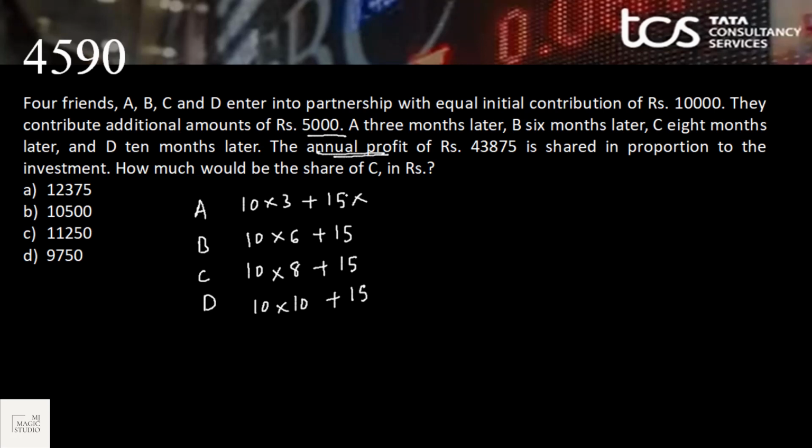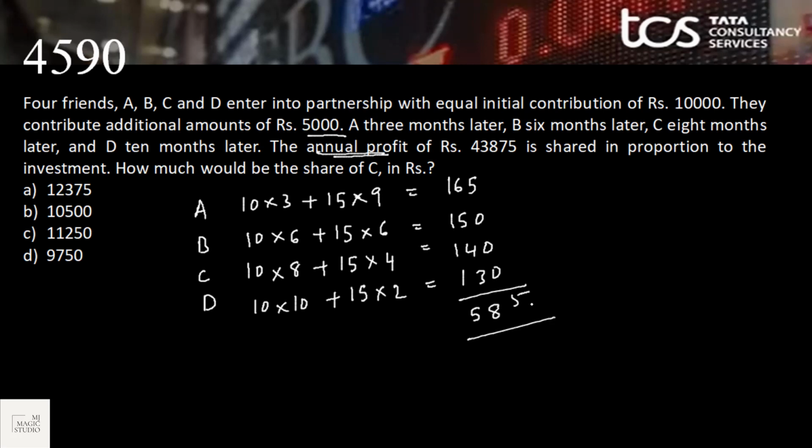The annual profit, that means 1 year, this amount of 15,000 is invested by A for 9 months, 12 minus 3. 12 minus 6 is 6, 12 minus 8 is 4, and 12 minus 10 is 2. The remaining amounts are invested for 9, 6, 4 and 2 months respectively by A, B, C, D. So let's have their weighted investment and then the ratios. 15 into 9 is 135 and 30, 165. 90 plus 60 is 150. 60 plus 80 is 140. 30 and 100 is 130. Total will be 585. So if the total is 585, these are their shares.